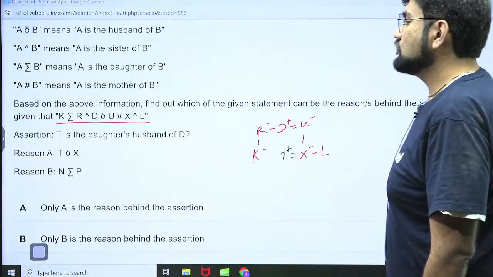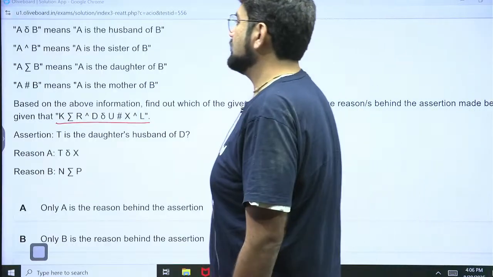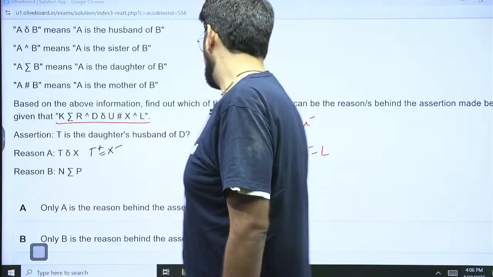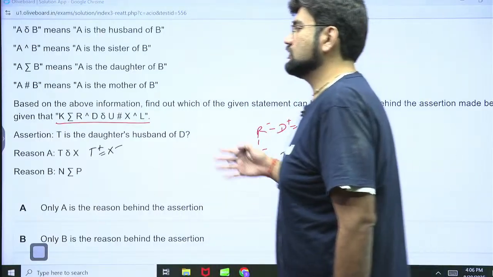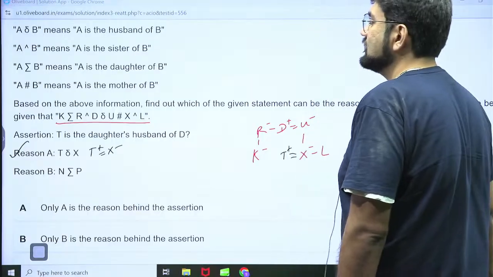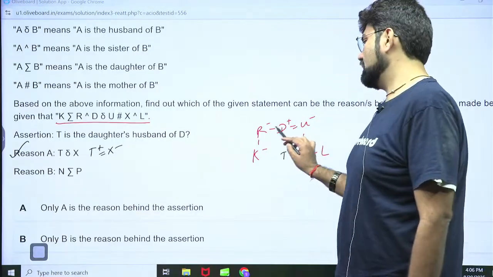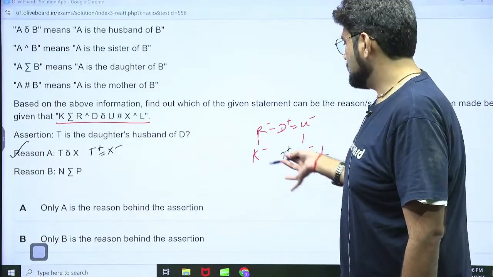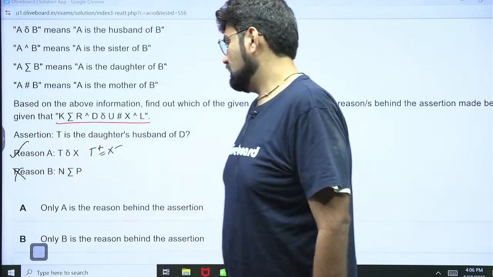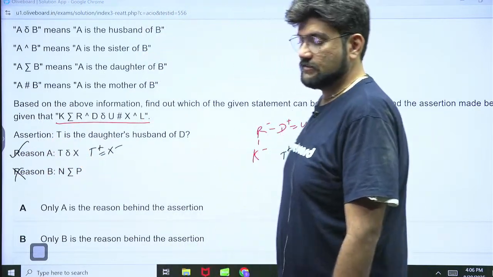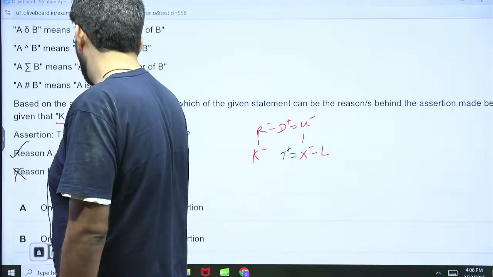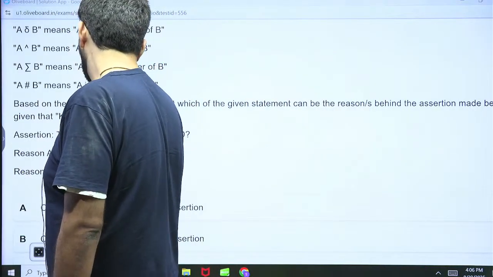First one is T delta X. T delta X means T is the husband of X. Yes, I think that needs to be right for this assertion to be true. Look at the second reason also. N sigma P, N is a daughter of P, does not make a difference. I don't even know where is P and I don't even know where is N. So this is useless here. So reason A is the only sufficient reason. Did you understand? The only problem is these type of questions take a bit of time. So you need to be slightly quick here.